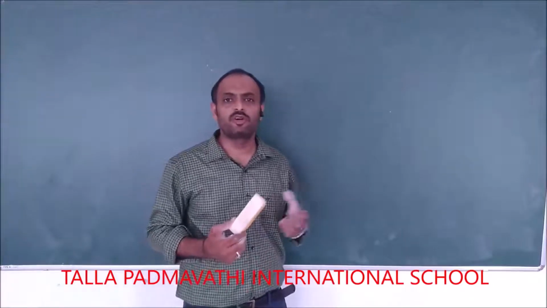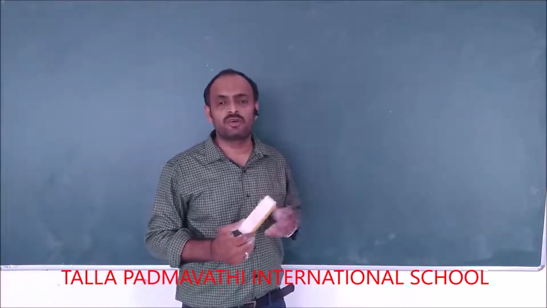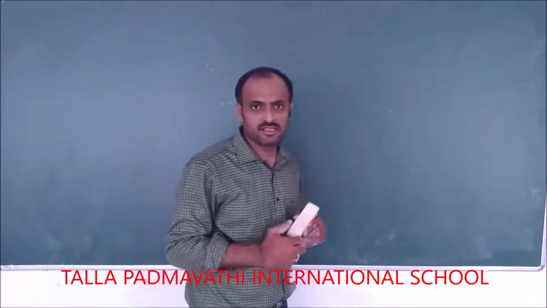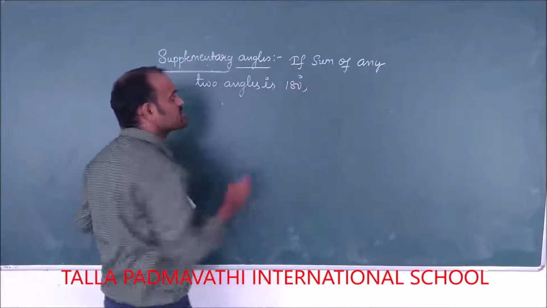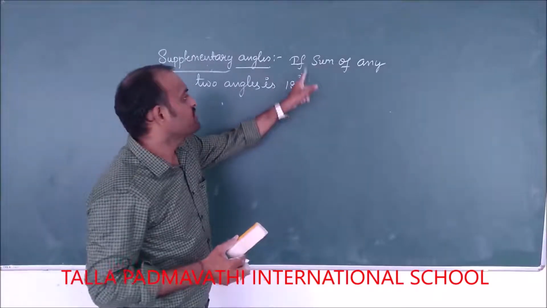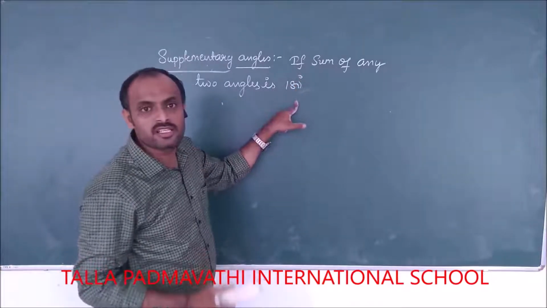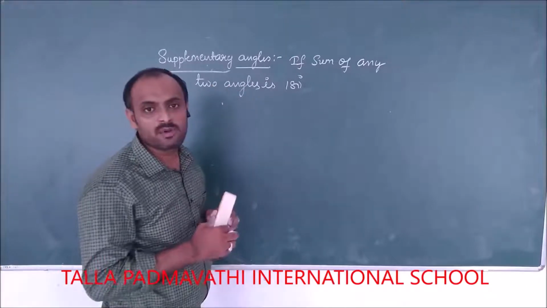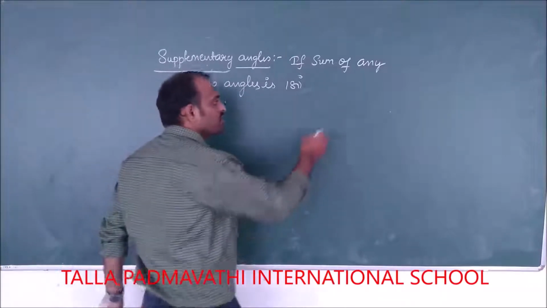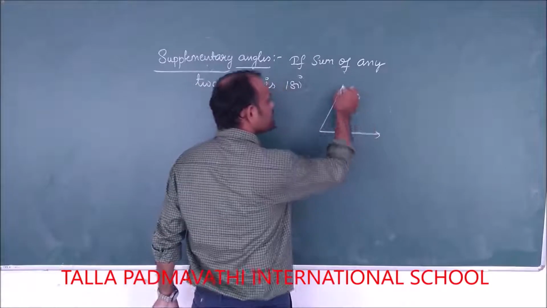Students, today we are going to see the remaining topics of lines and angles. If the sum of any two angles is 180 degrees, then the angles are said to be supplementary angles. So for that, let us see the example.